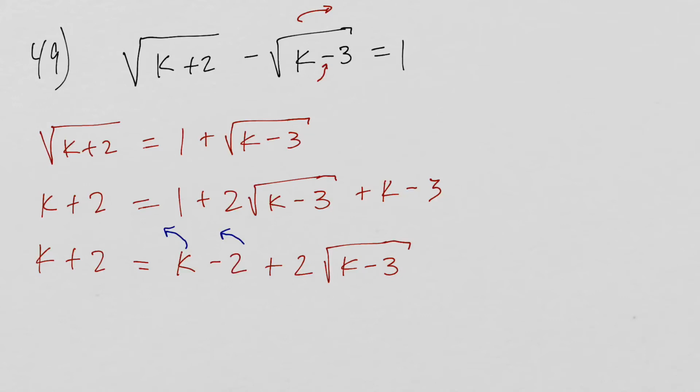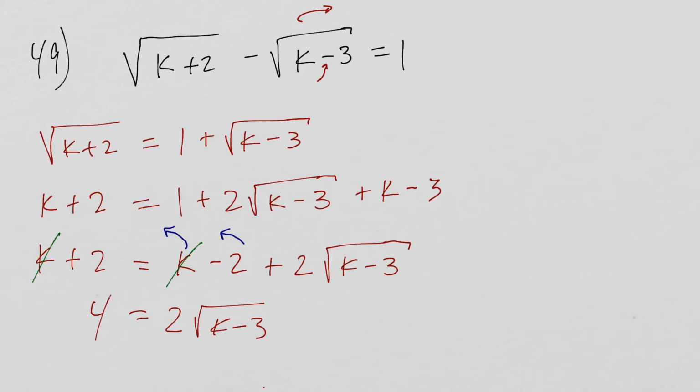Okay, so now when I bring my k over, the k's drop out. And when I bring the 2 over, it becomes a 4. 2 plus 2 is 4. Equals 2 root k minus 3.